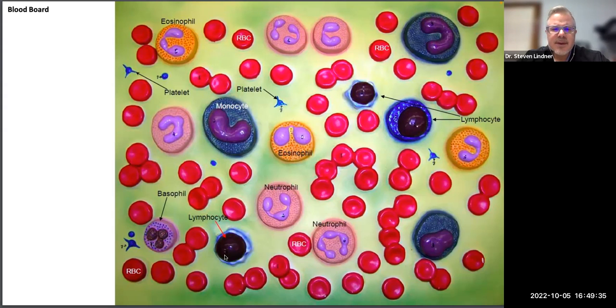So if we look down somewhere around between 6 and 7 o'clock right here, this is a lymphocyte. Notice how big the nucleus is, almost as big as the cell. Same thing here between the 12 and 1 o'clock position. Again, the nucleus is just as large as the cell. Same thing here with this lymphocyte. Very different than a monocyte, on the other hand. If you look at the monocyte, it's the largest cell, and the nucleus is kidney bean shaped.